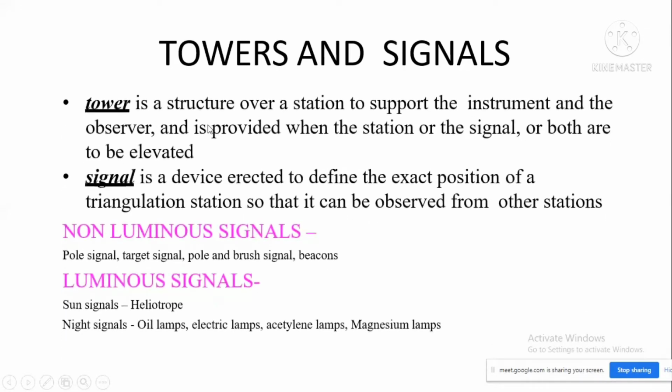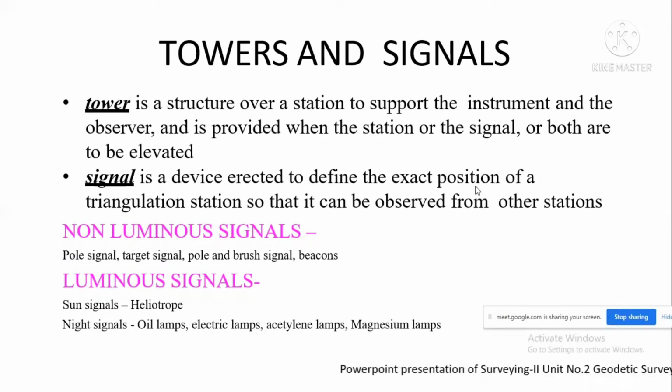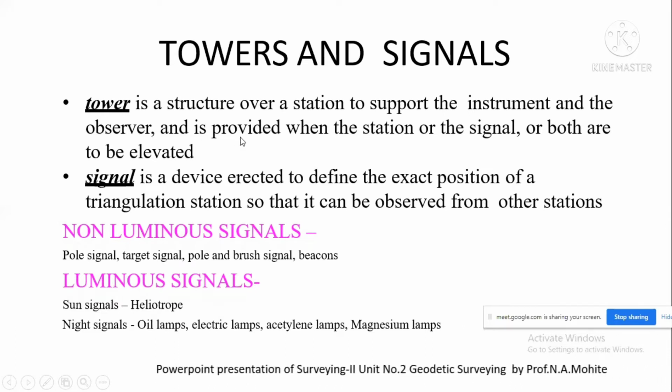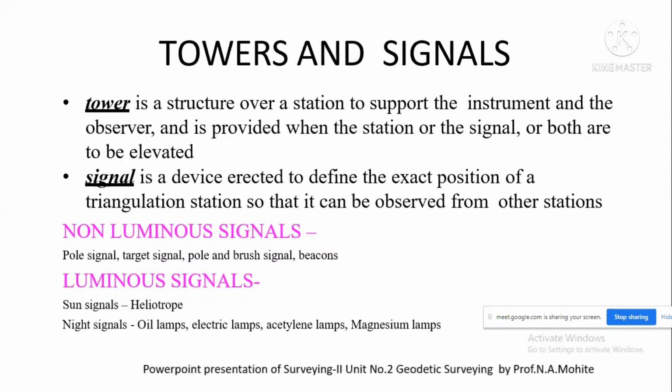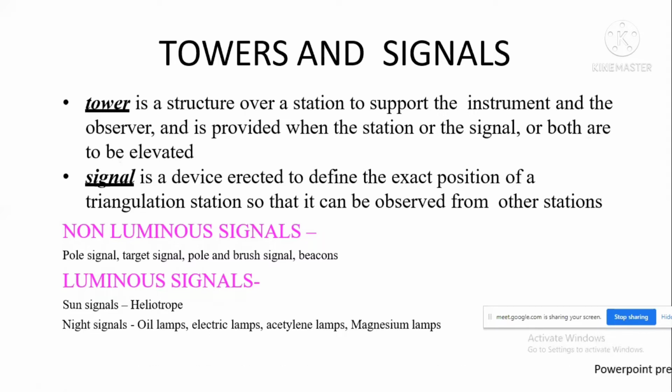A tower is a structure over a station that supports the instrument and the observer, and which is provided when the station or the signal or both are to be elevated. So when they are not intervisible, and both the points are supposed to be elevated, in such a case we are going to go with the tower.